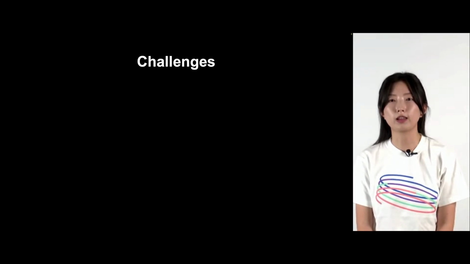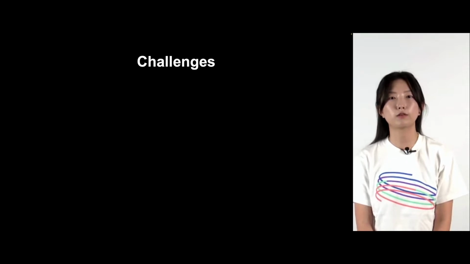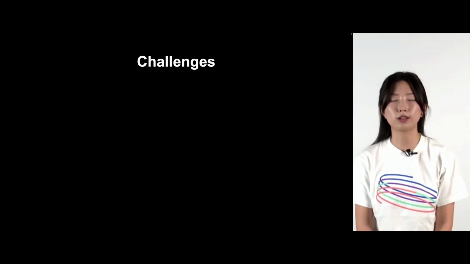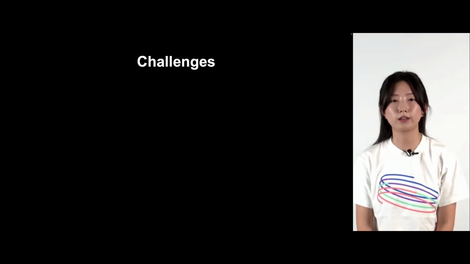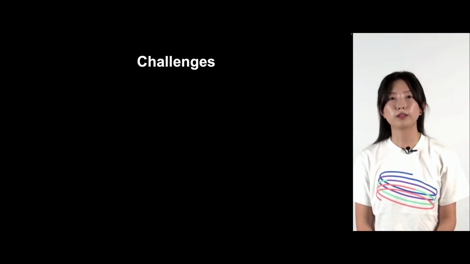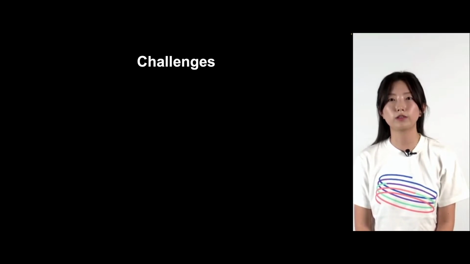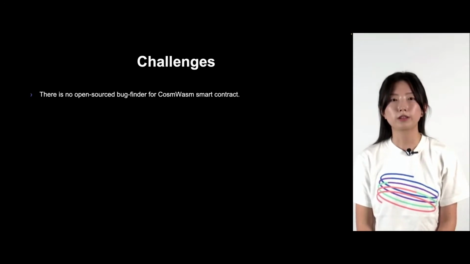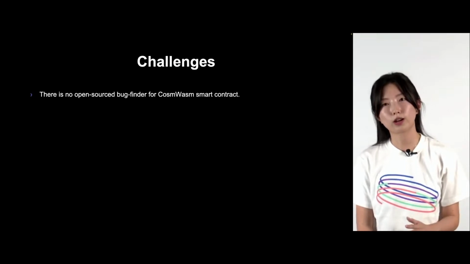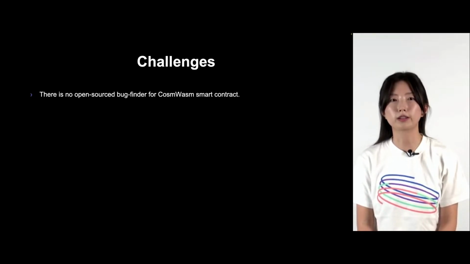I first created a fuzzer for the Ethereum smart contract, and I thought it would be easy to create a fuzzer for the CosmWasm smart contract as well. But I bumped into a few issues when creating this. First, as far as I know, there are no known tools that find bugs for CosmWasm smart contracts, because there were no references. I had to learn how CosmWasm was operated.